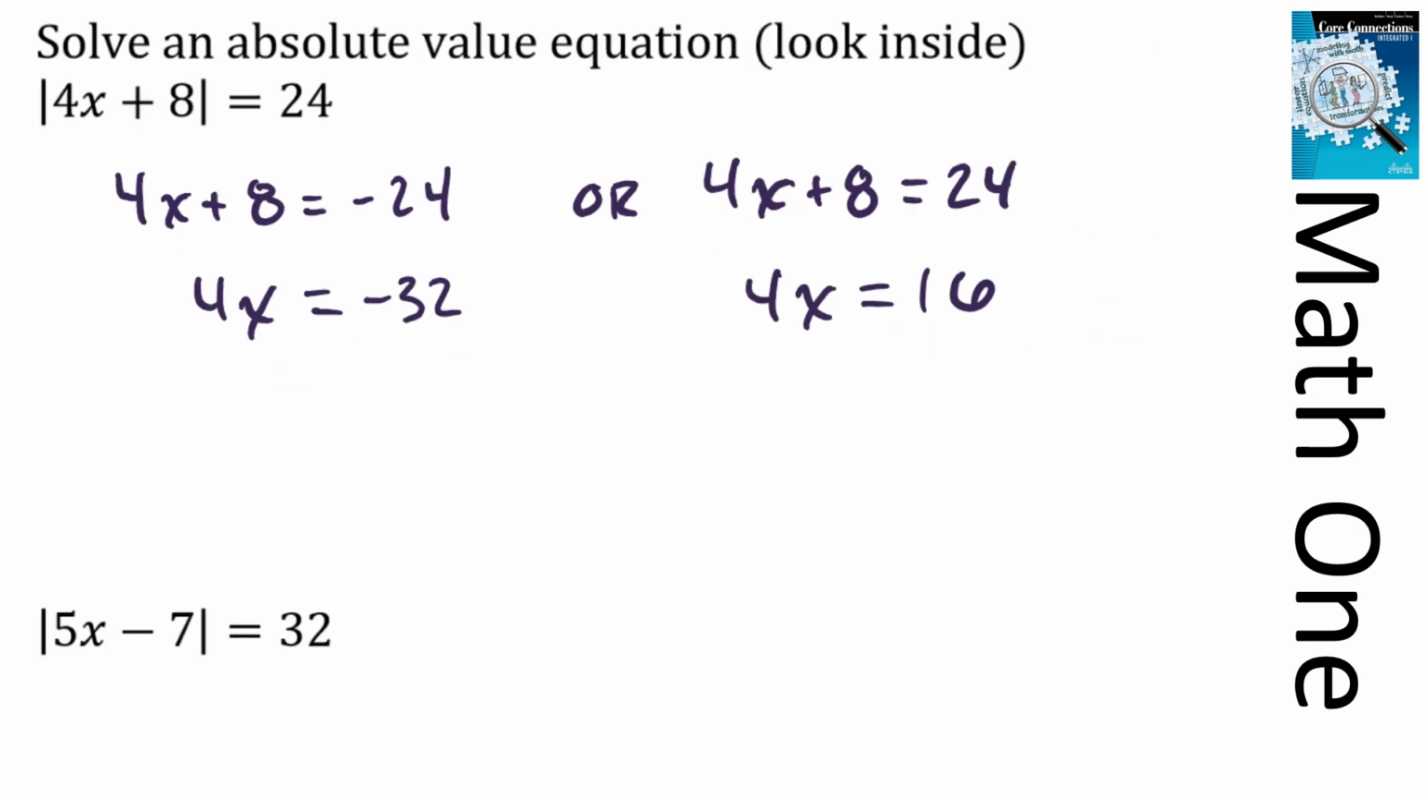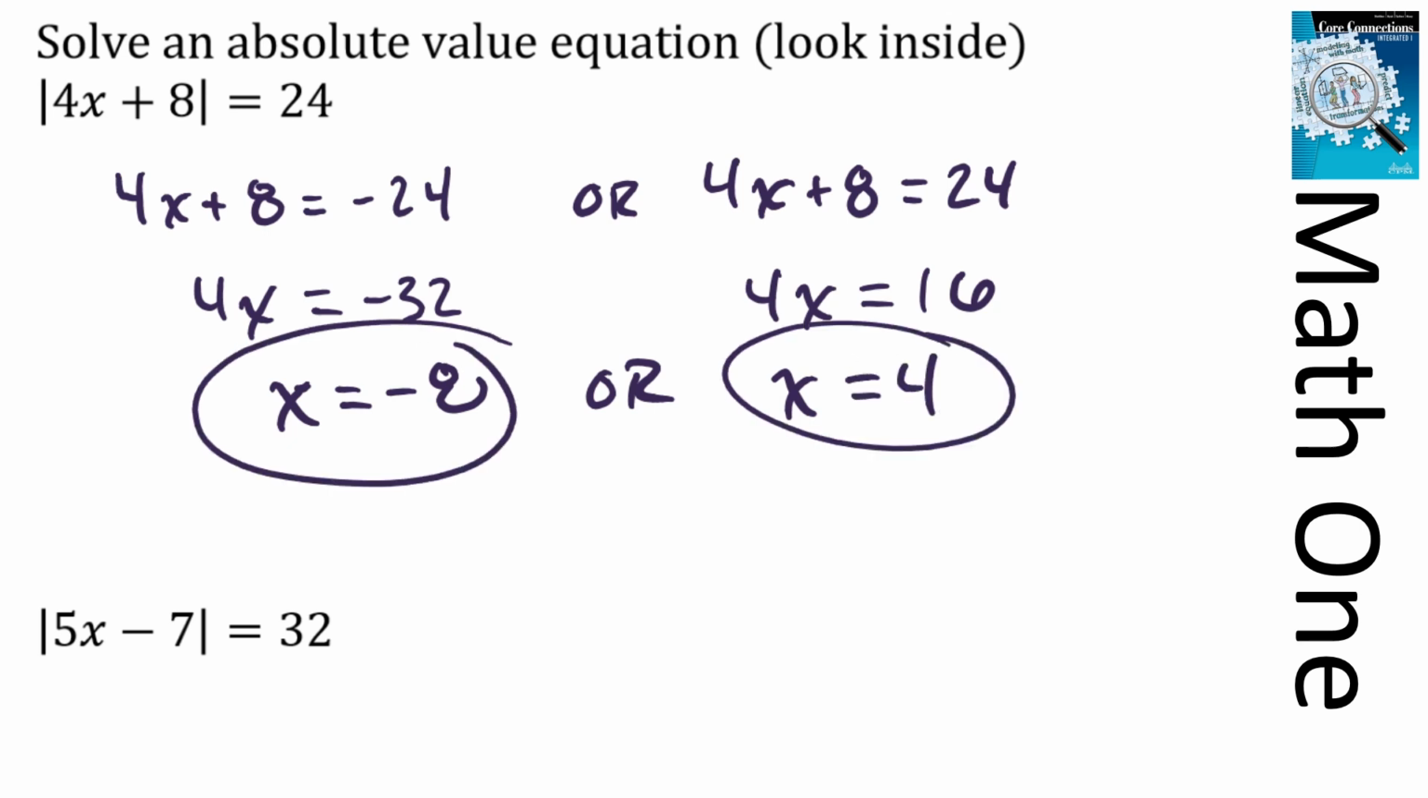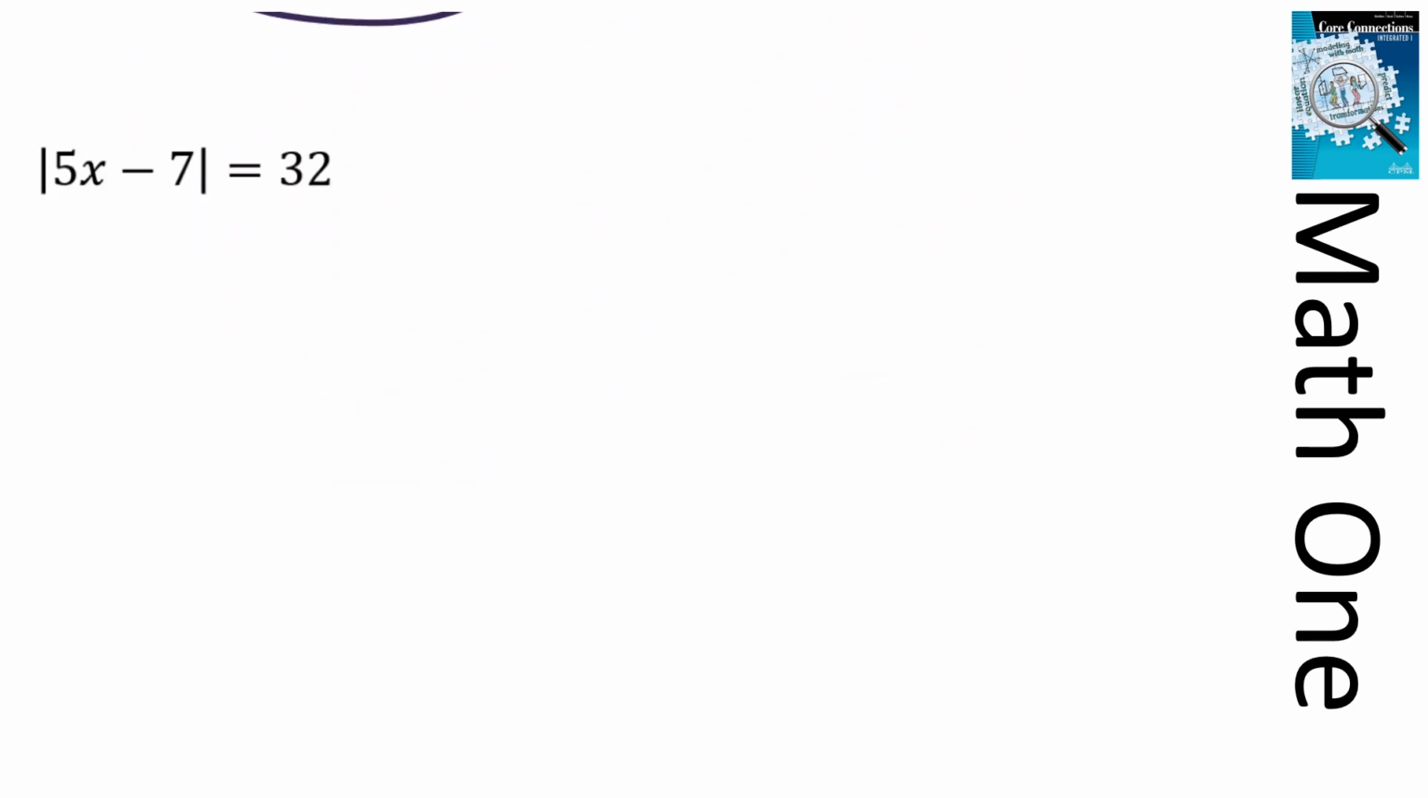So negative 32 divided by 4 is equal to negative 8. So x is either the number negative 8, or if I divide 16 by 4, x is equal to 4. So the two values that x can be are negative 8 or positive 4. When I plug those values into the expression 4x plus 8, I produce two different things that have an absolute value of positive 24. Let's take a look at the second example I have here.